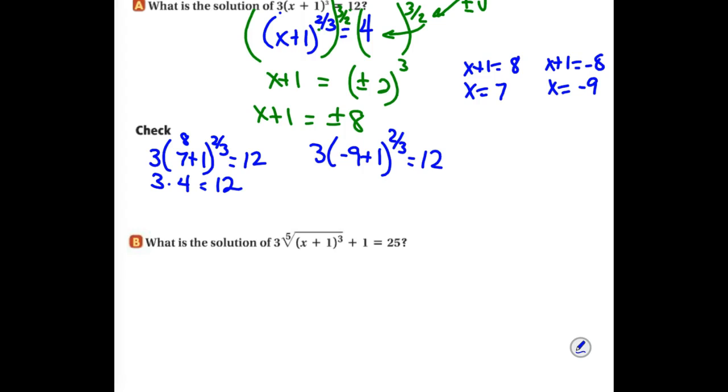Okay. On this side, -9 plus 1 is -8. Square rooting it, sorry, cube rooting it. Cube root of -8 is -2. -2 squared is still 4. Okay, so both of them work. We would list both as answers.